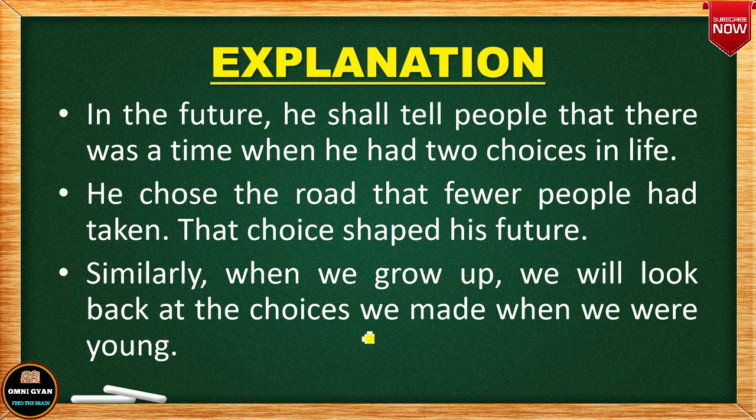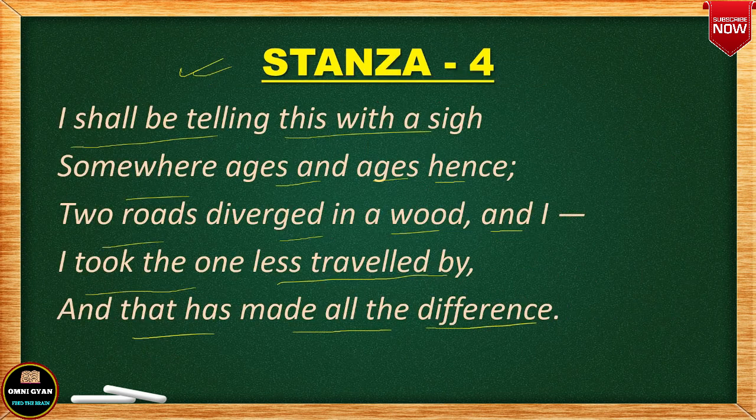The decisions that you take today will shape your future, and this is what the poet is telling. Okay, that has made all the difference. Because he chose the difficult path, he became strong, he became experienced, and because of that there was a difference in his life. That means he was able to be successful. His becoming successful was helped by that choice.